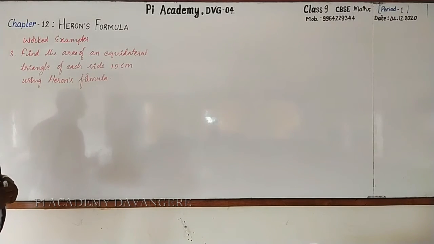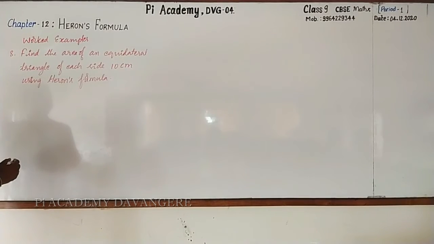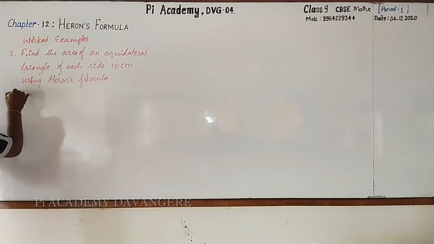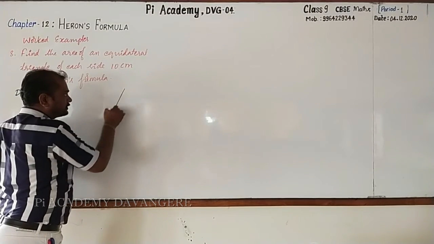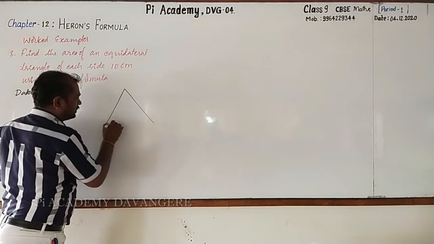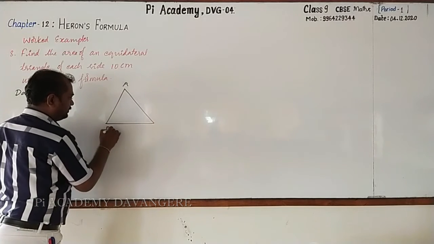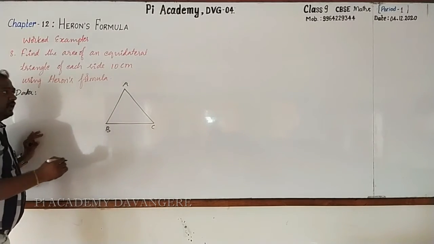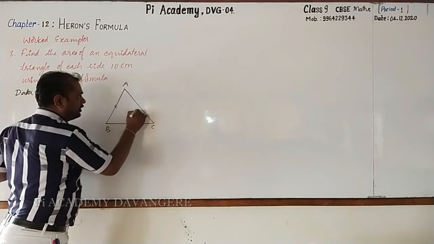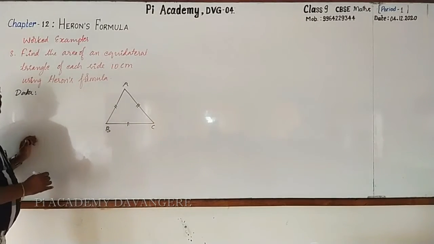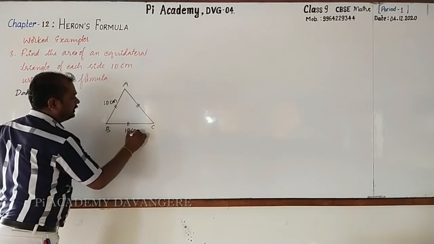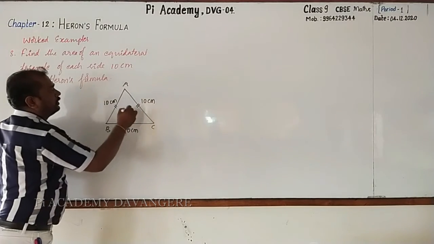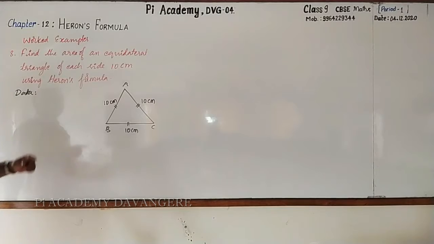Then how to find out? Let me go for explaining that. Here I will write first data, and for this let me draw the rough sketch. See that this is an equilateral triangle. I will name it as ABC. And as it is an equilateral triangle, all sides will be equal. And each of its side is given 10 centimeter. We have to find out its area by using Heron's formula.